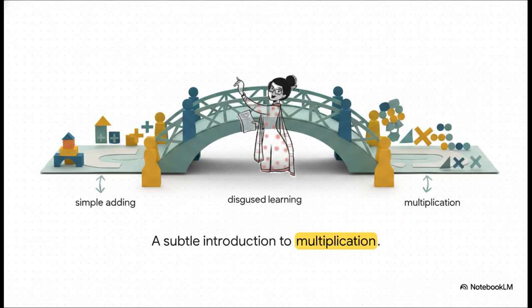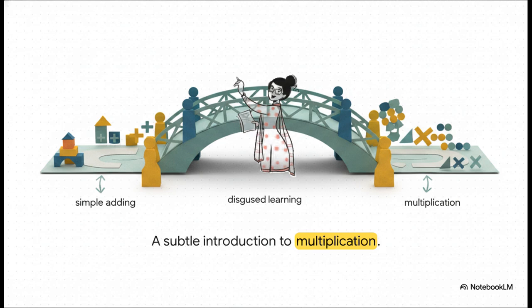So, that built-in desire for a better mathematical tool brings us to the overarching, frankly brilliant design of Chapter 11. Seeing the teacher step in here, it becomes clear that this entire chapter has been this elaborate, perfectly executed bridge. It bridges the gap between simple adding and multiplying. It is an absolute masterclass in disguised learning.